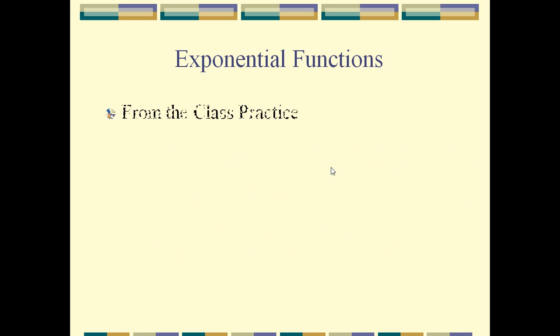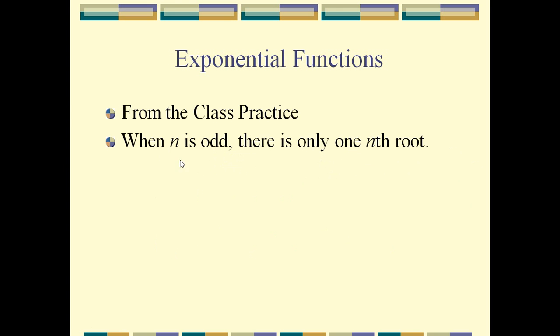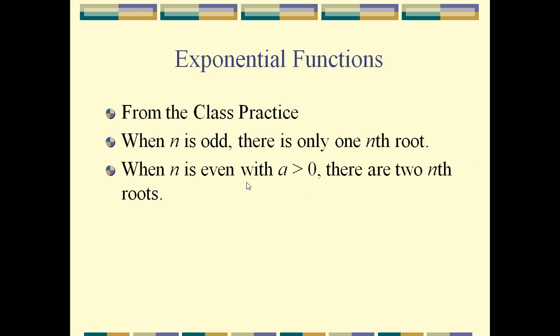So we have a conclusion that when n is odd, there's only one nth root. When n is even, with a greater than 0, it is very important, there are 2 nth roots.